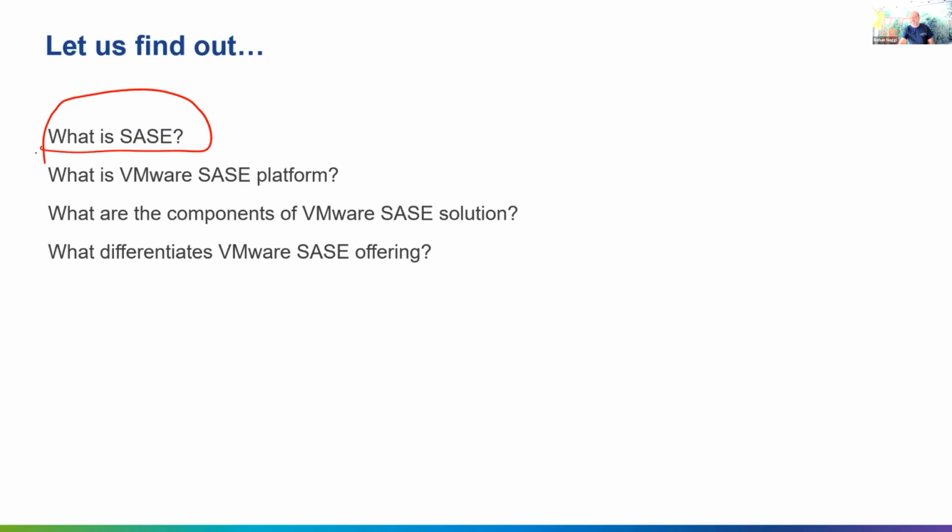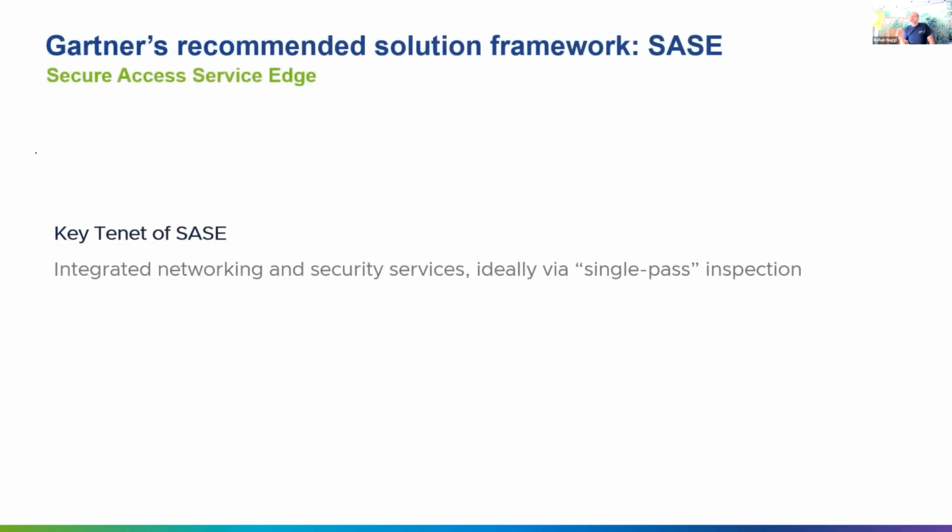SASE is defined by one of our analysts, Gartner. They have coined this definition: secure access service edge. What they say is it's the convergence of networking technologies and security technologies. It's not just a single technology in networking or security. I'll provide you with the list where they recommend the must-have security technologies and networking technologies working together to form a SASE framework.